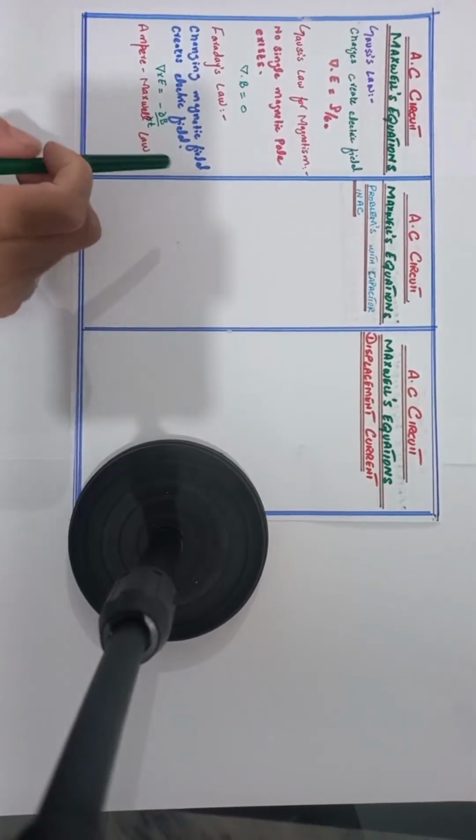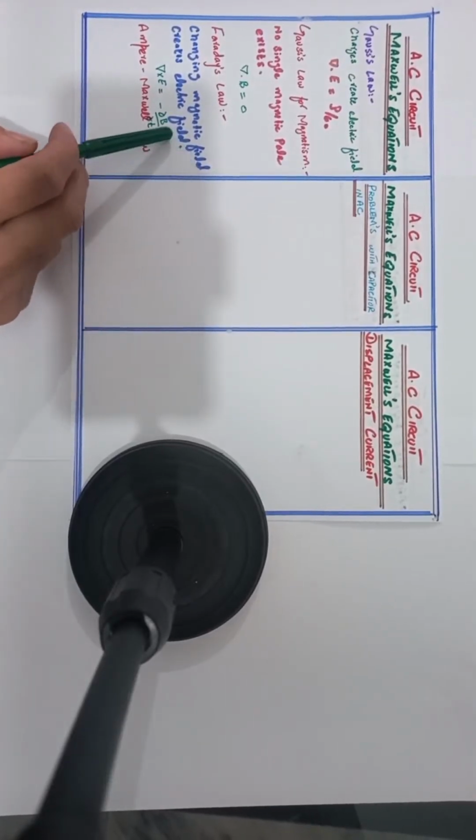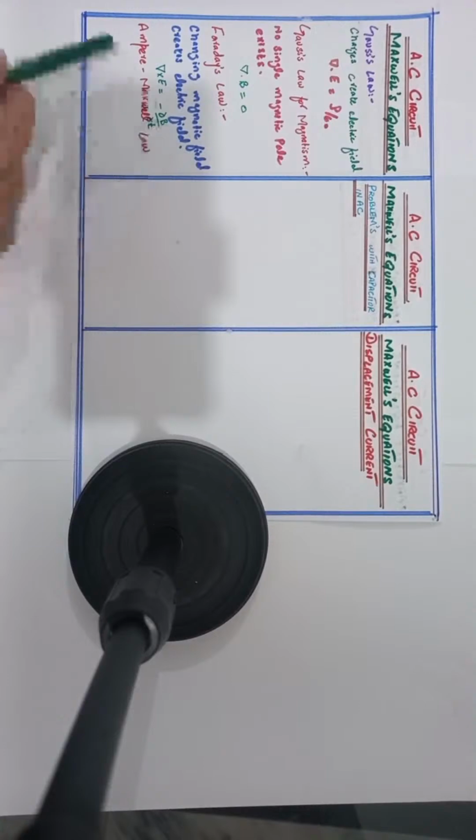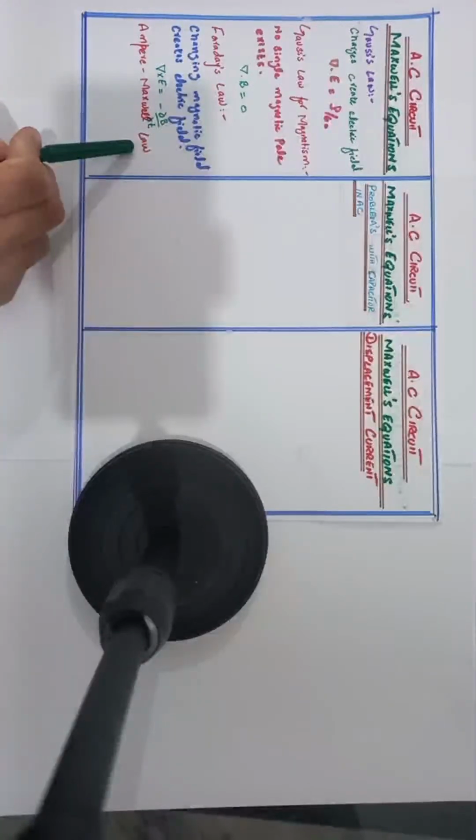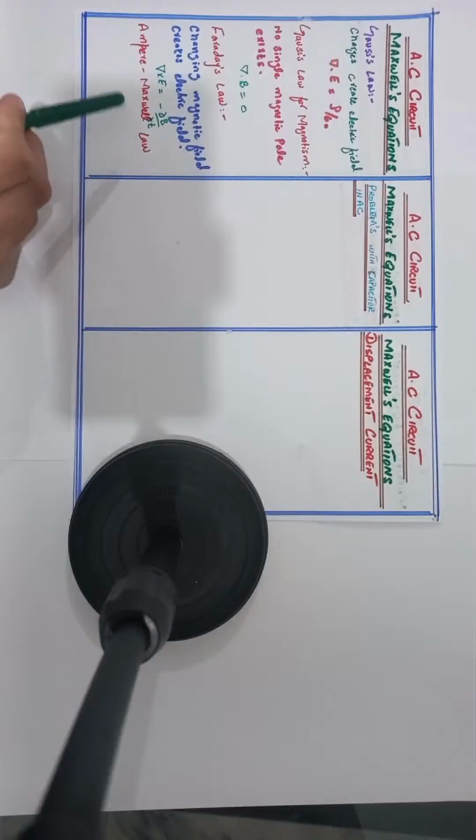Faraday law says that when we change the magnetic field, it always creates the electric field. So Maxwell also explained that when we change the electric field, it creates the magnetic field. So here we write that.